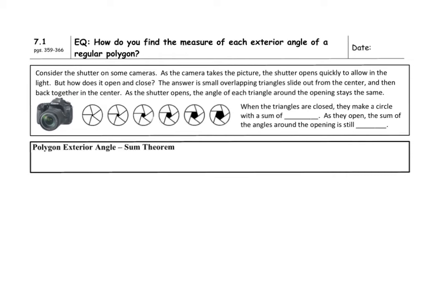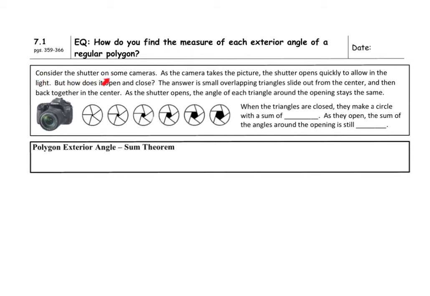Yesterday we were working on finding the sum of the interior angles of a polygon. Today we're going to be finding the measure of each exterior angle of a regular polygon. Let's take a look at an example of how this applies to cameras.